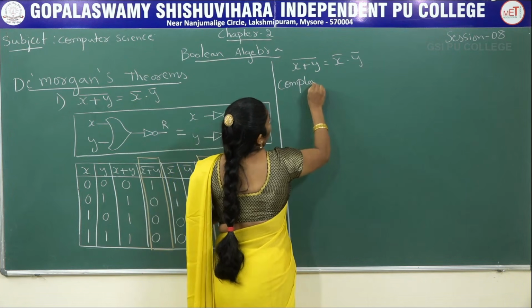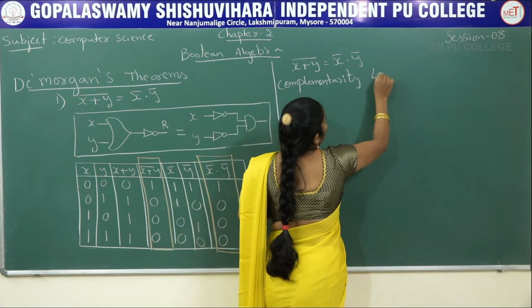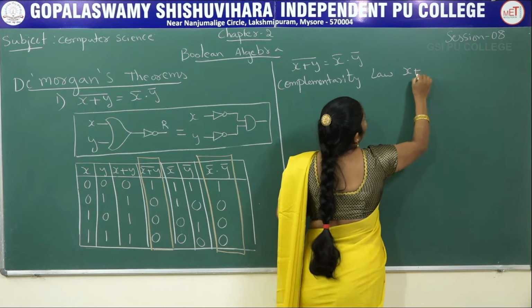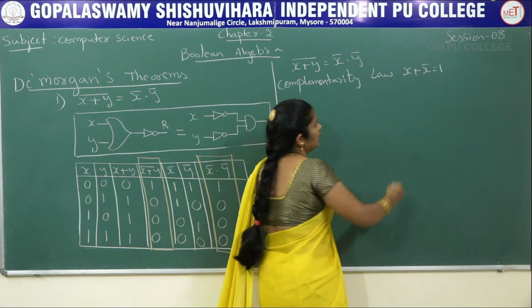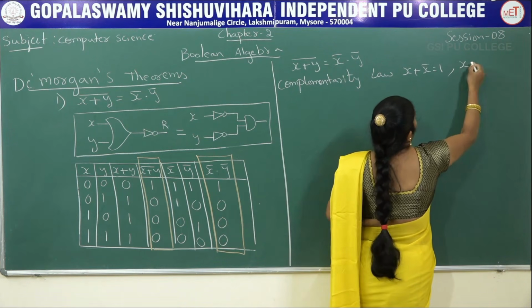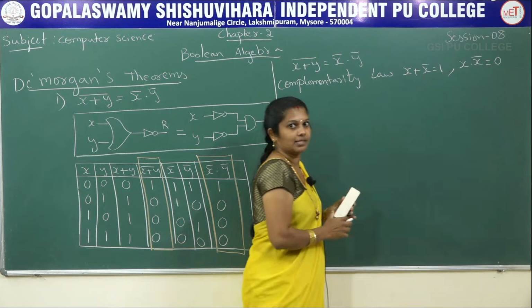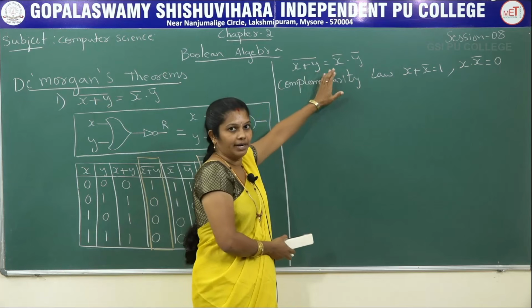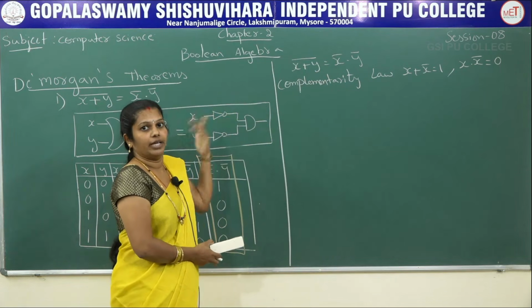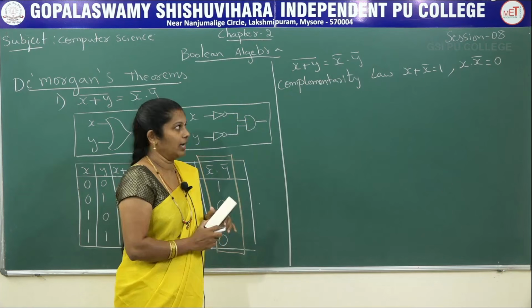What exactly does the complementarity law state? The complementarity law states that x plus x bar equals 1, the first complementarity law, and the second law states that x into x bar equals 0. These are the two complementarity laws. We are going to use this complementarity law and then we will prove De Morgan's concept, because in this we are applying the concept of De Morgan's.